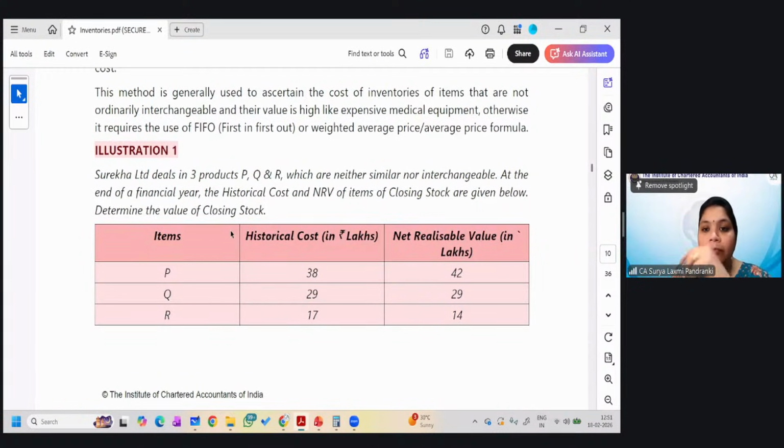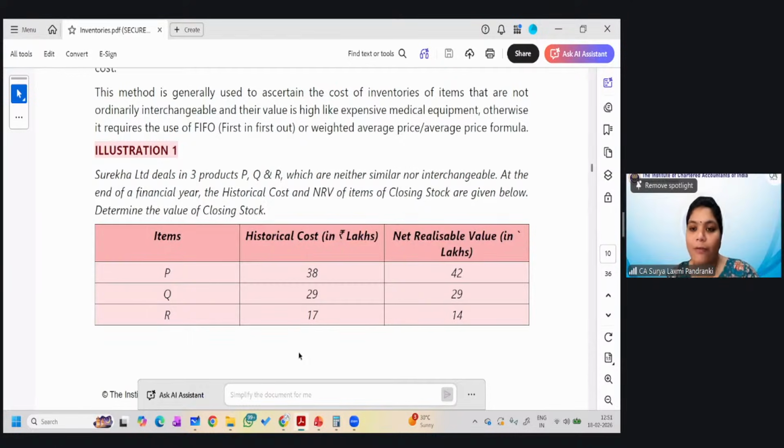That's one thing that is given here. At the end of the financial year, the historical cost and NRV of the closing stock are given to you. They are asking you to determine the value of closing stock. For all the 3 products, historical cost and net realizable value are given. Here they didn't ask you to calculate the cost.